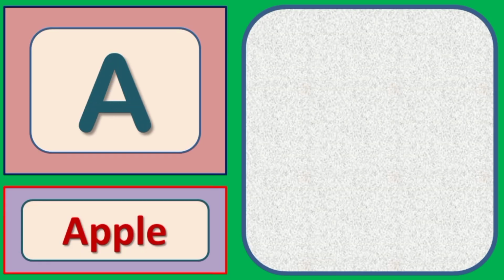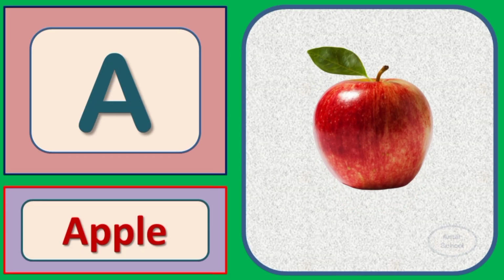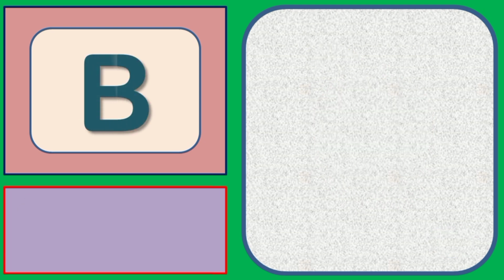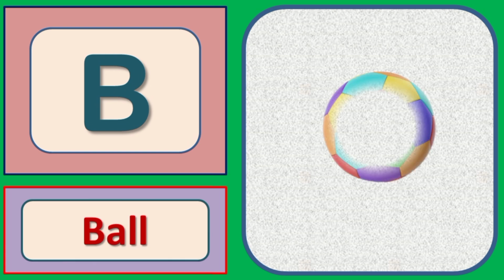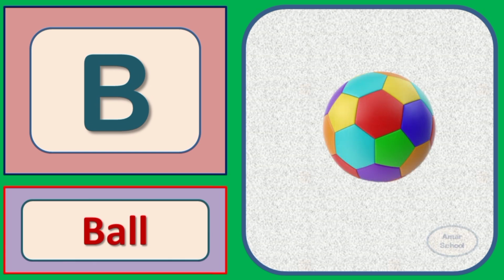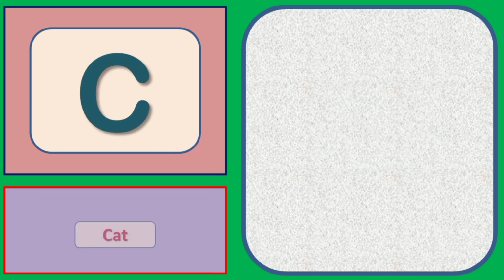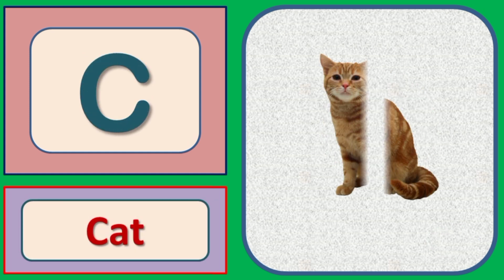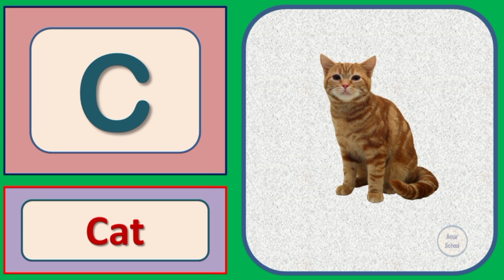A for apple. This is apple. B for ball. This is ball. C for cat. This is cat.